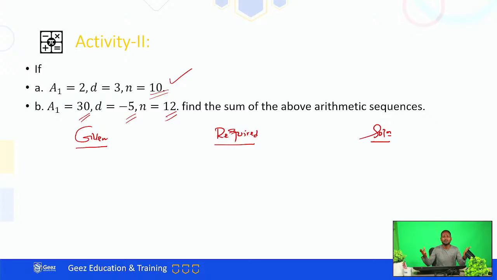Okay, to make our life easy, nothing else anyways. So let's make the given.